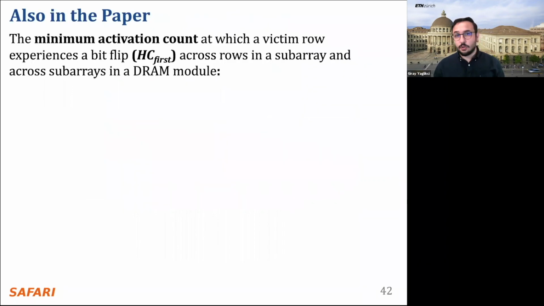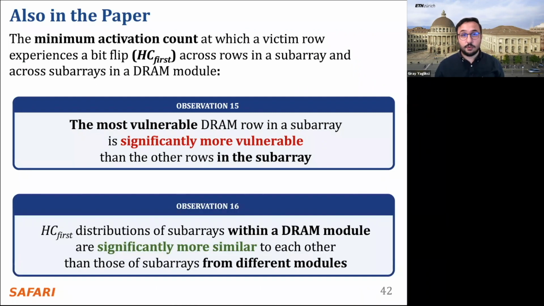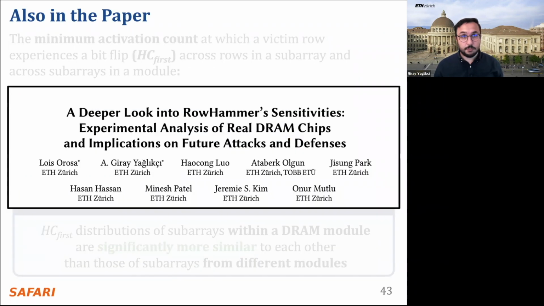In the paper, we also analyze the variation across rows in a subarray and across subarrays in a DRAM module. We make two observations from this analysis. First, the most vulnerable DRAM row in a subarray is significantly more vulnerable than the other rows in the subarray. Second, HC-first distributions of subarrays within a DRAM module are significantly more similar to each other than those of subarrays from different modules. Please refer to the full paper for these analyses.